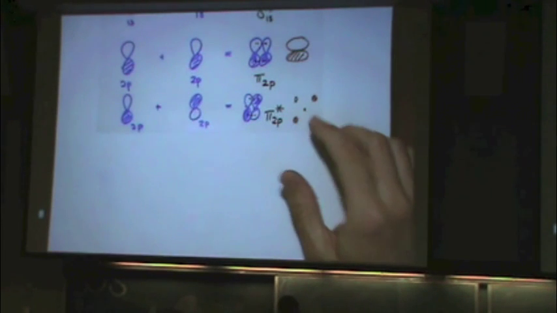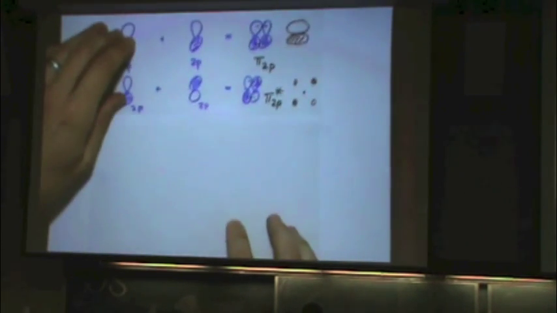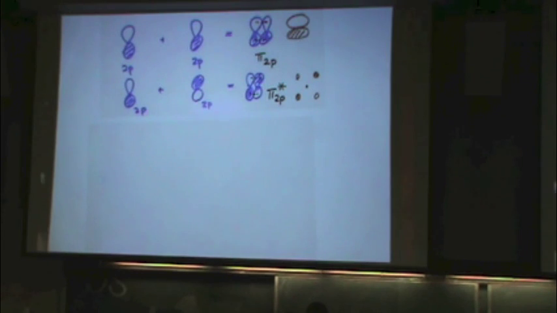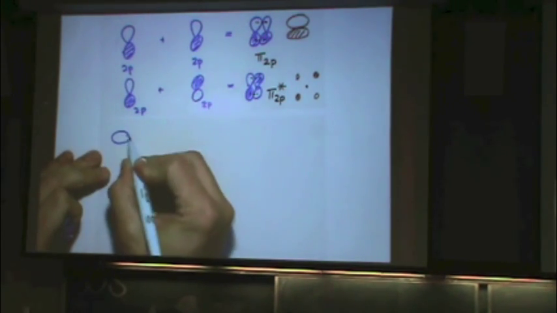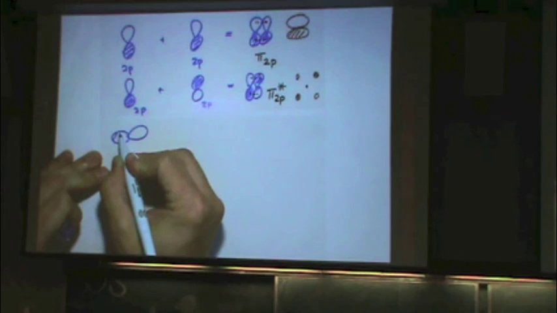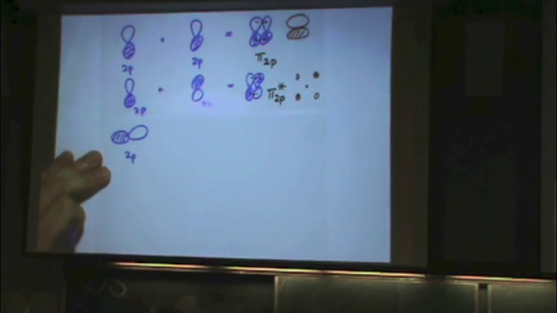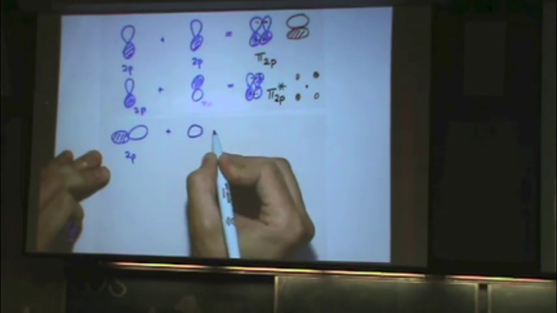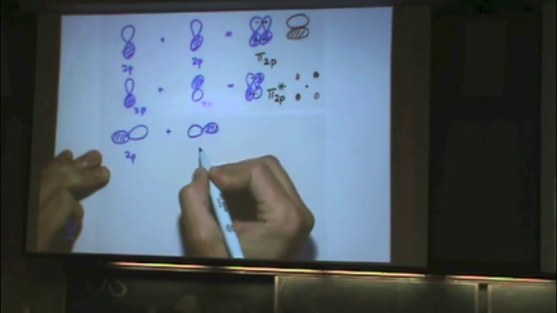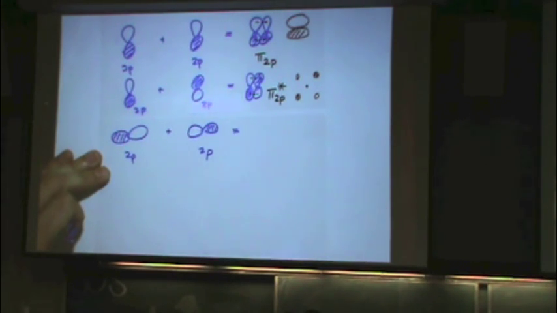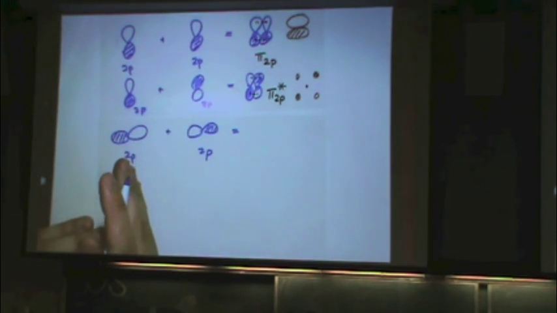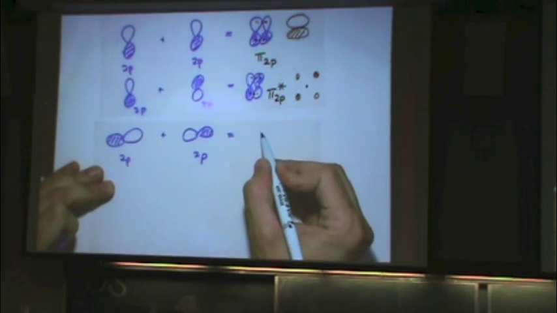Let's try another one. This will be the last one we're going to try. Sometimes the p orbitals can be oriented different ways, and sometimes you see them oriented this way. This is another 2p orbital, just oriented a little differently. And let's draw this one like this. We're going to take these two orbitals, add them up to make a molecular orbital, which will look something like this.